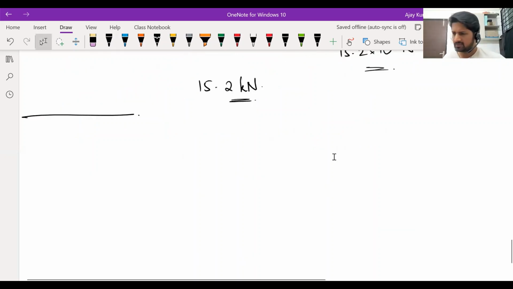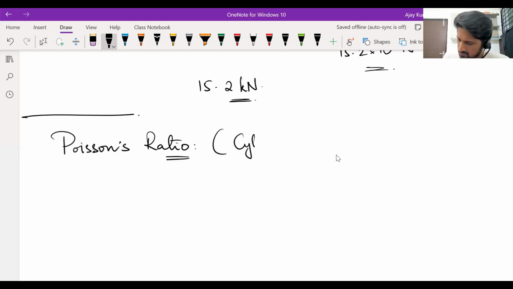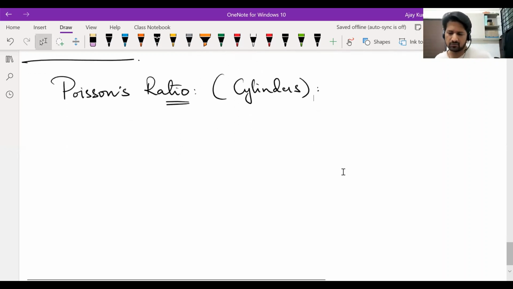Just one more concept. As of now, this concept is not there in NCERT, but for entrance exams, it's quite common. Poisson ratio or Poisson's ratio. This is applicable only to cylinders. As far as your syllabus for mains or NEET is concerned, this is applicable only to cylinders.